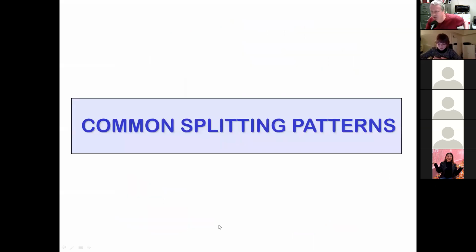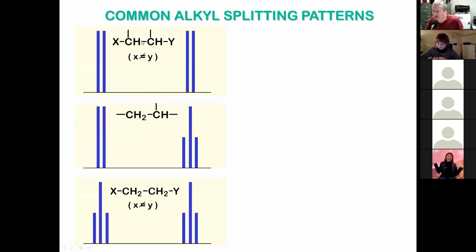Okay, so it's common splitting patterns. All right, what if I got a pair of CHs, with some X and Y, and they're different? What are they going to be? A doublet and a doublet. Makes sense, right? One neighbor, one neighbor. Each has one neighbor. 1 plus 1 is 2. Doublet, doublet, right?